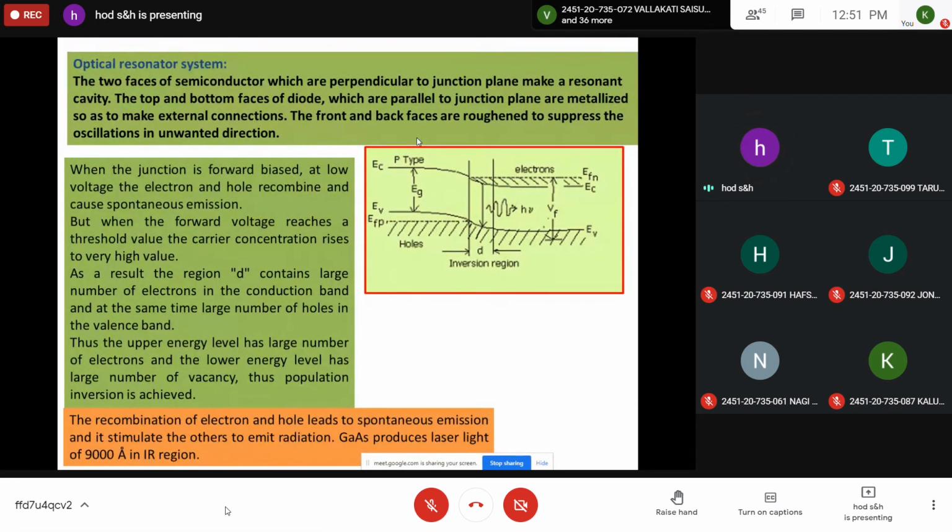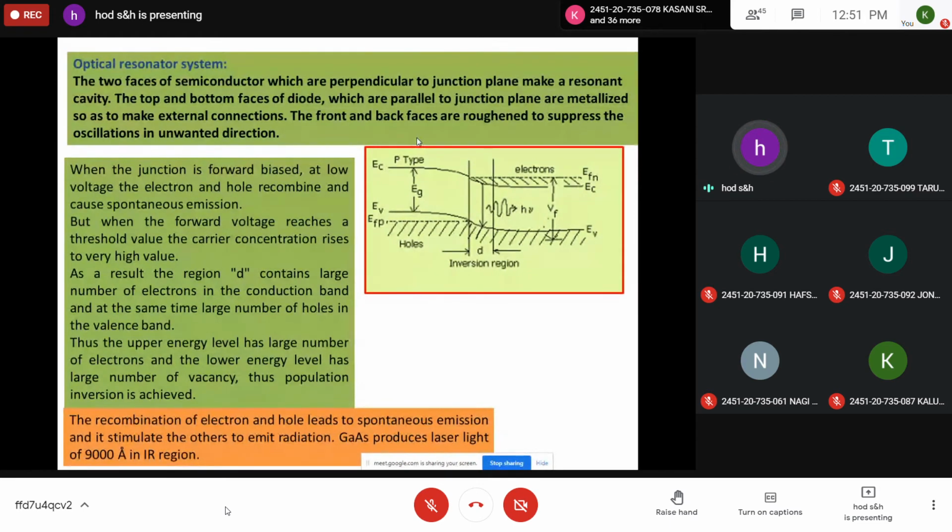So these precautions can be taken, and whenever the junction is forward biased at low voltage, whenever a small voltage is given, the electron and the hole recombine and cause a spontaneous emission. Initially, a small number of electrons and holes recombine and produce spontaneous emission, because the electron in the conduction band comes to the valence band by emitting energy.